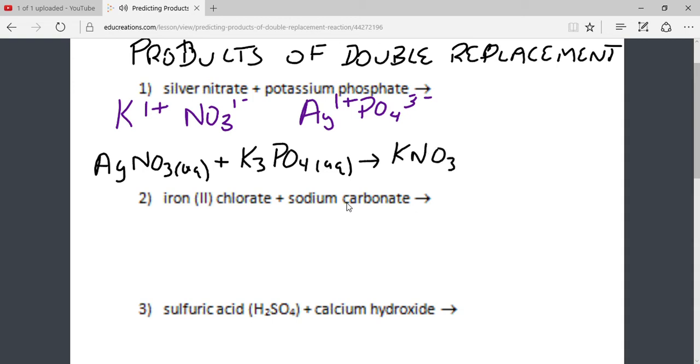Potassium nitrate, silver phosphate. In order for a double replacement reaction to occur, one of these 2 products, either potassium nitrate or silver phosphate, must be insoluble in water. Let us consult the solubility rules to find out if this holds true for either of these.